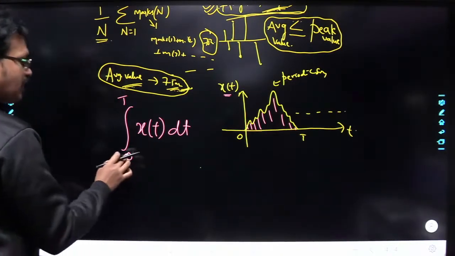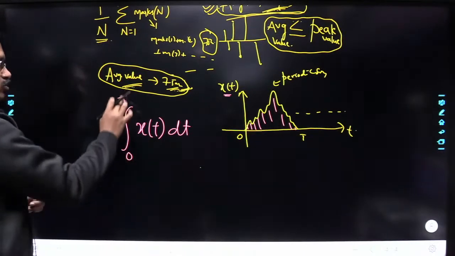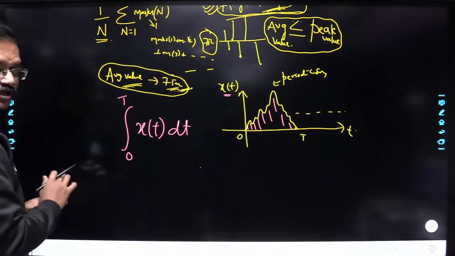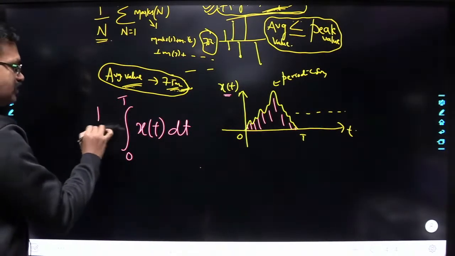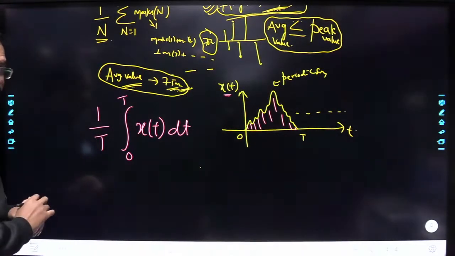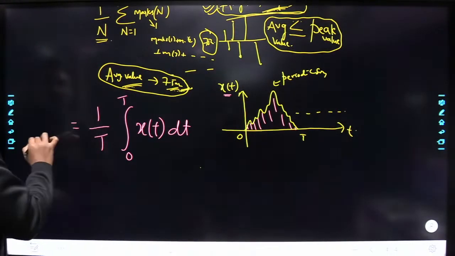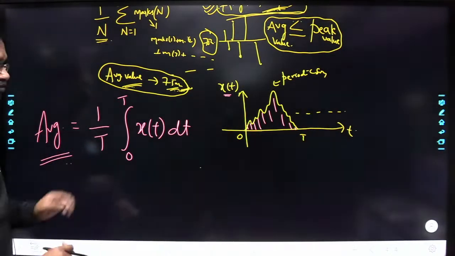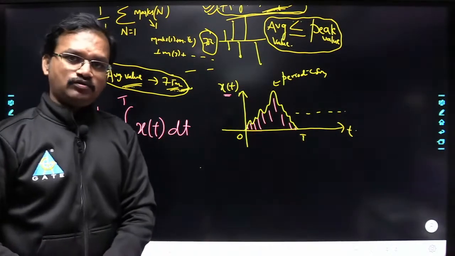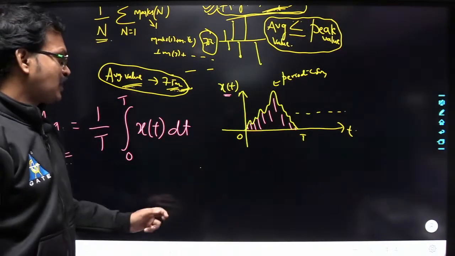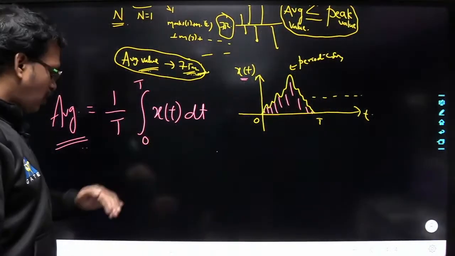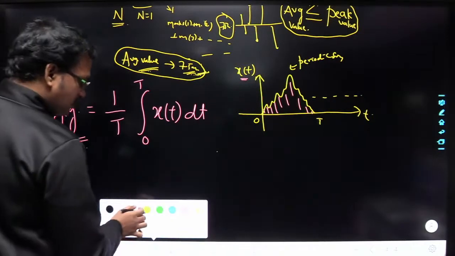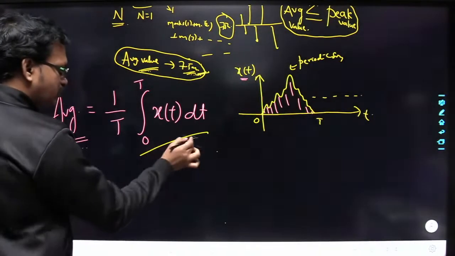Now here I am calculating the average value throughout the whole period, that is t. Then what you have to do? You have to divide this with the total time period. This is going to give you some average value of this signal. So finally, the beauty of this one is what you are going to get. Finally, see here.